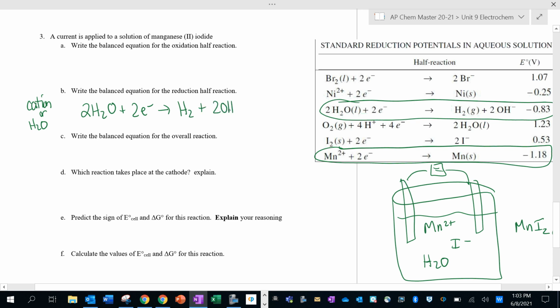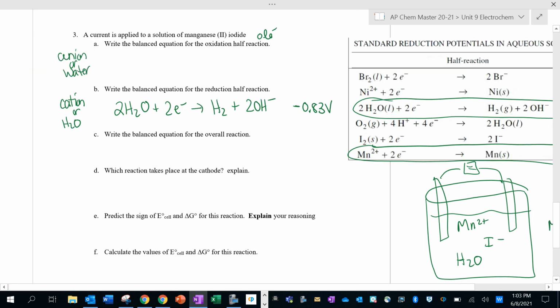So we're going to form some hydrogen gas over there. The voltage is negative 0.83. Okay, now let's look at the oxidation. So who is likely to lose electrons? Remember, oxidation means losing electrons. It's either your anion or water.